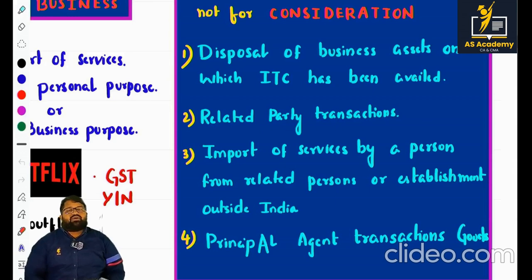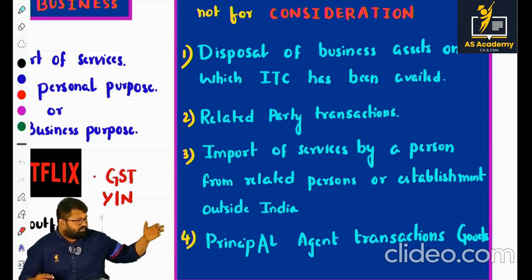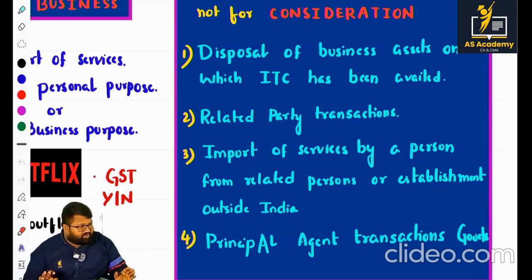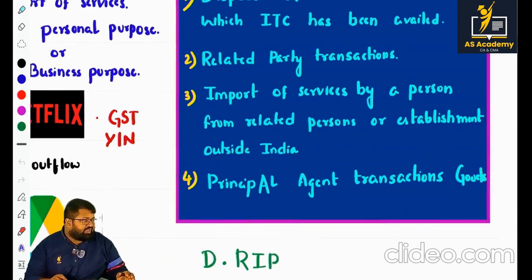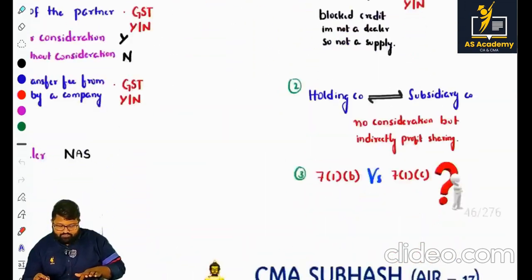Import of a service by a person from related persons or an establishment outside India. Okay. For example, a holding company and subsidiary company. Somewhere outside India it is there. I am importing some services. Then also GST will be applicable. What about the next one, ma? Principal and agent transaction, mainly goods. Okay.